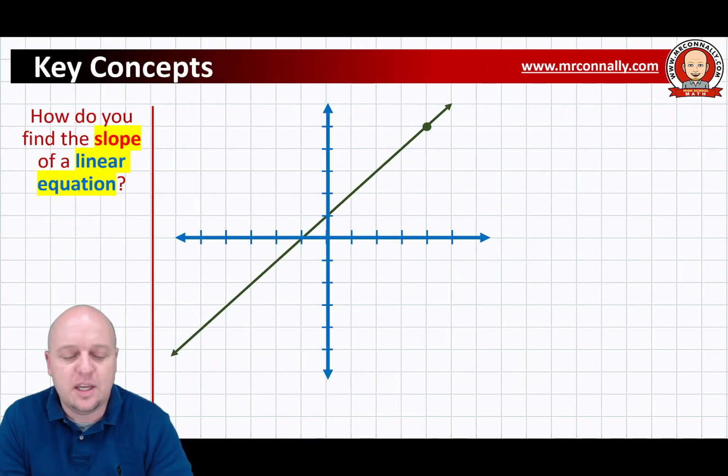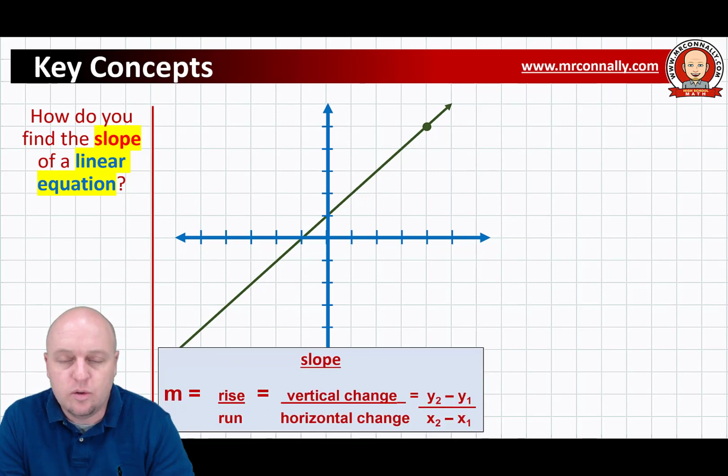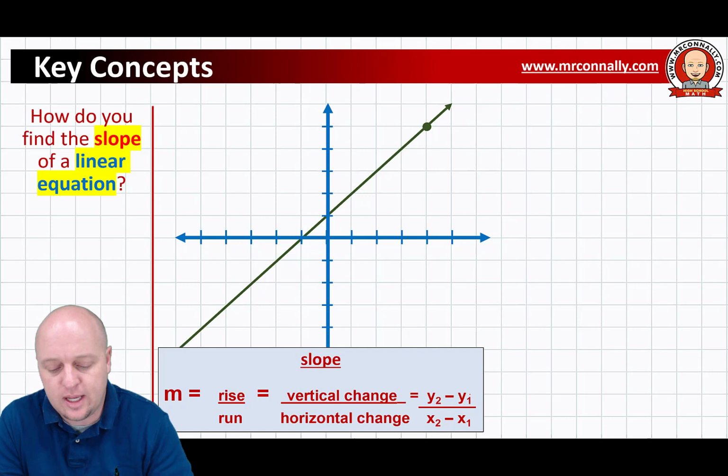All right, key concepts. How do you find the slope of a linear equation? Okay, I've got a straight line. We know slope is the rise over the run, the ratio of those two numbers. The rise can be thought of as the vertical change, and the run can be thought of as the horizontal change, going from left to right. We can use this equation, y2 minus y1 divided by x2 minus x1. Those x's and y's represent 2 points on the line. So if you know 2 points, you can find the slope pretty easily.